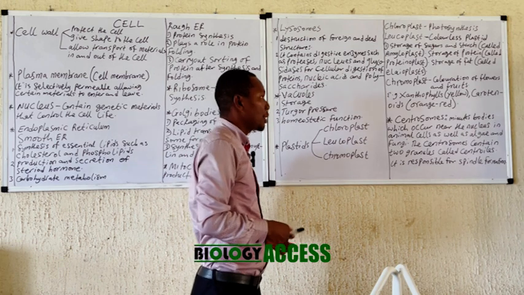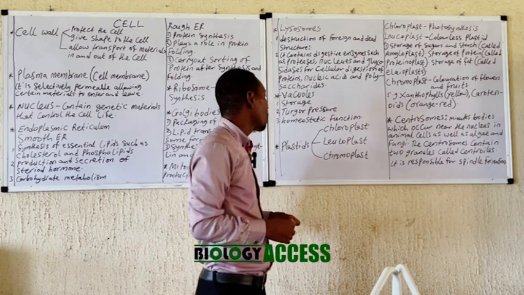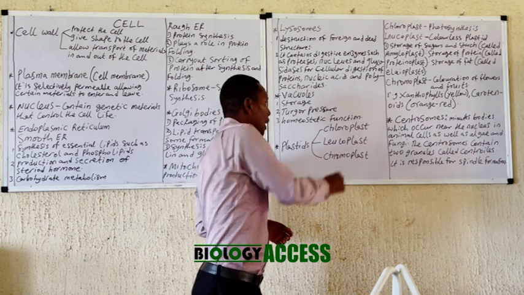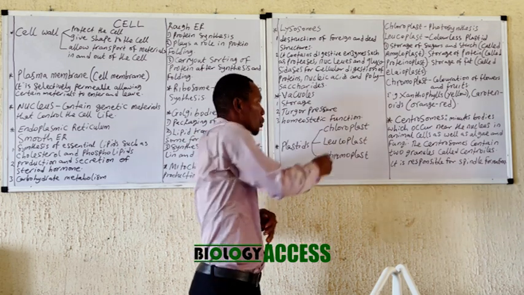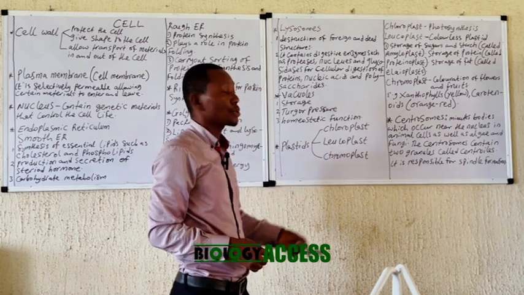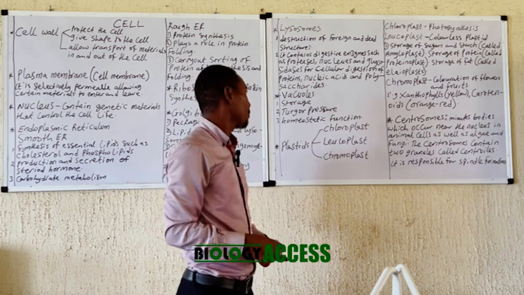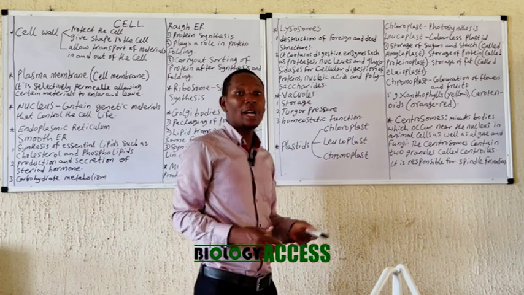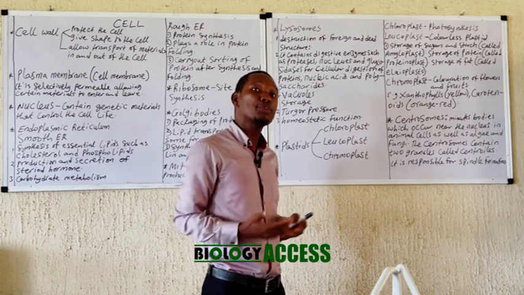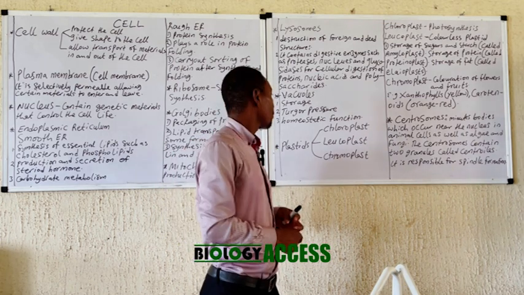The plastids are actually made up of three basic structures: the chloroplast, the leucoplast, and the chromoplast. I will discuss details about the chloroplast, so I'll just highlight the use of the leucoplast as well as the chromoplast. The chloroplast, as we are aware, is the structure that is basically essential for primary productivity in plants.